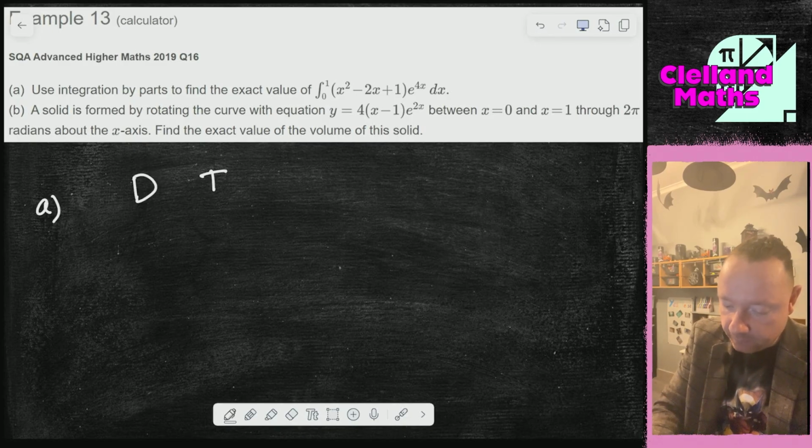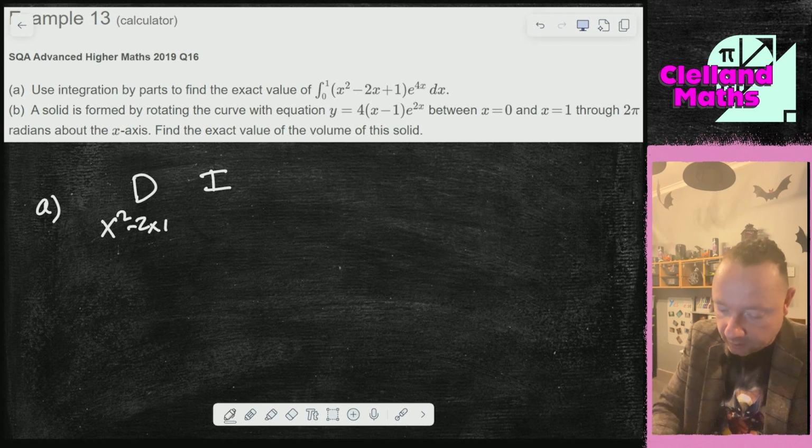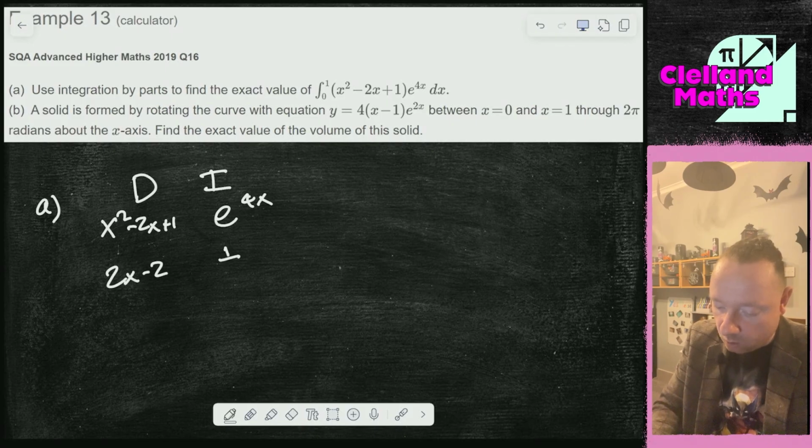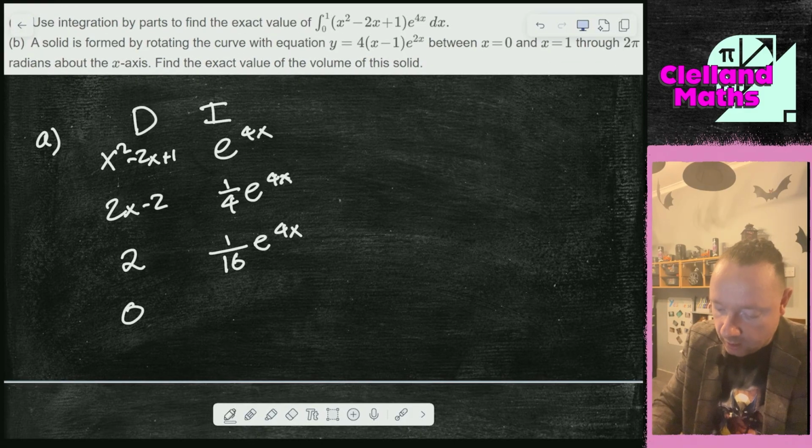I've got D and I. The one I'm differentiating is the one that's going to disappear, x squared minus 2x add 1, and the one I'm integrating is e to the 4x. So that gives me 2x minus 2, and that gives me a quarter e to the 4x. We're integrating, and that gives me 2, and that gives me a 16th e to the 4x. And then I've got 0, of course, and that gives me 1 over 64 e to the 4x.